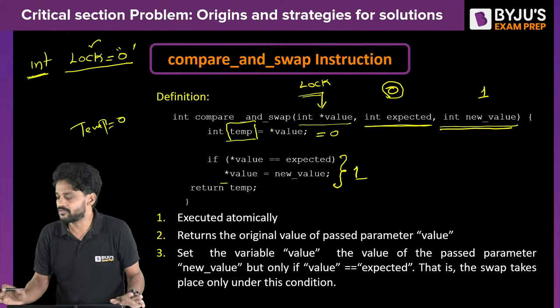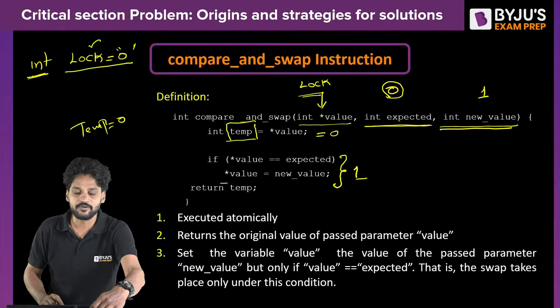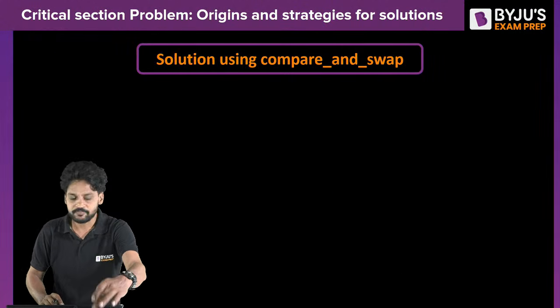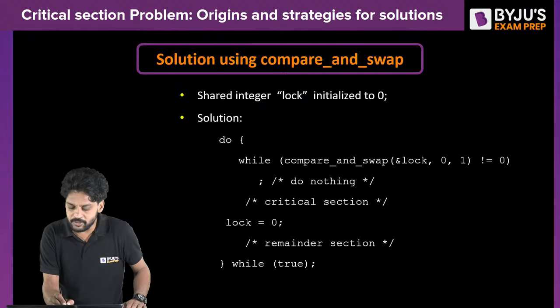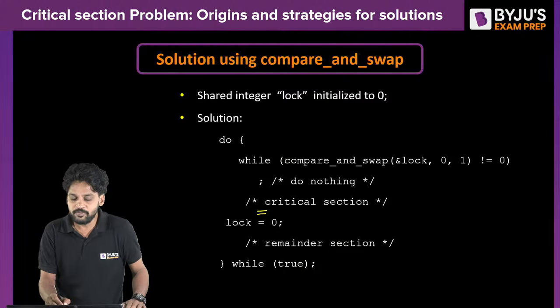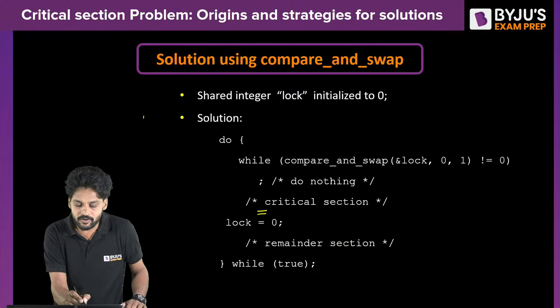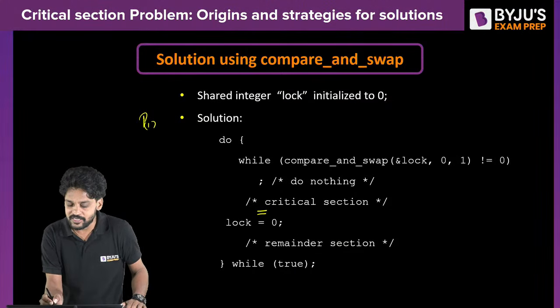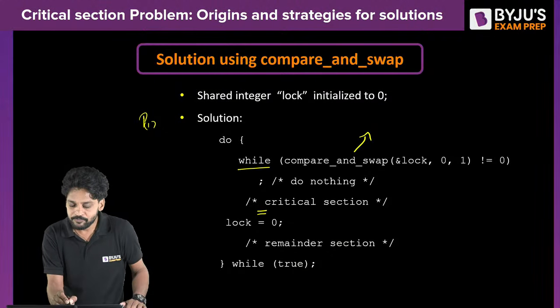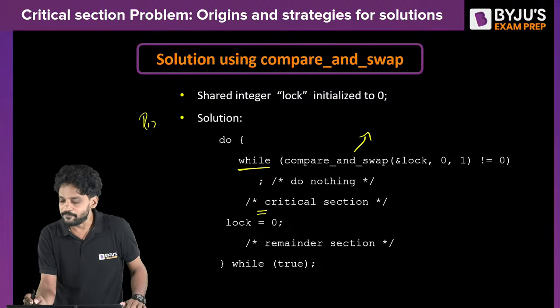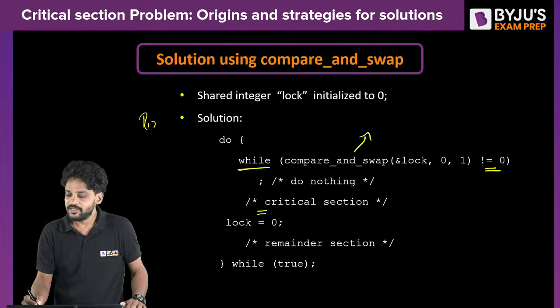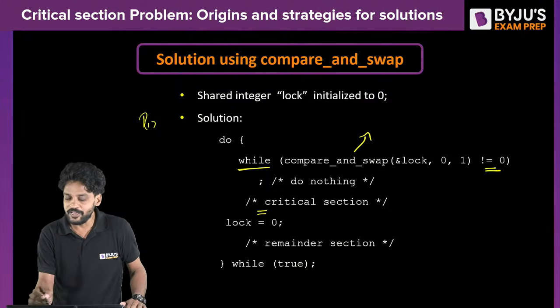Anything? This is how the compare and swap works. You want me to re-explain this? I will do it. Simple. When you want to enter into the critical section as a process, you should be able to make a call. Before any process makes an entry to the critical section, initially it needs to make a call in the while loop. It needs to check the availability. That is, if compare and swap lock, 0, 1 is not equal to 0, that means that it will be in the while loop.